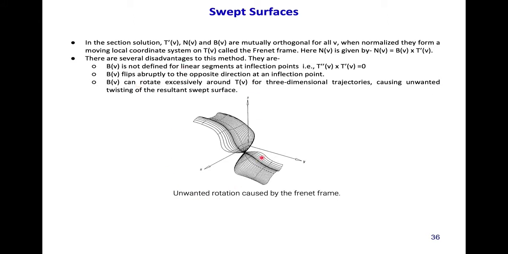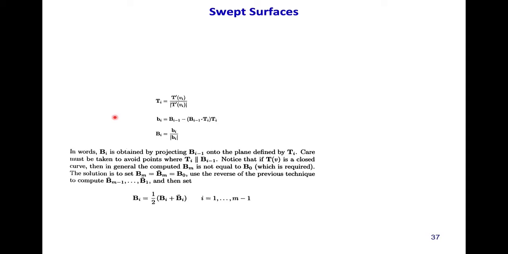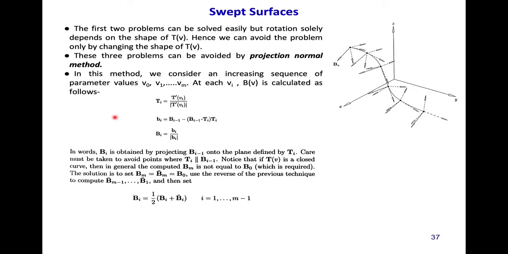So here we can see the third case where it rotates excessively around T, causing unwanted twisting. So to overcome this problem and the offsetting phenomena, a method called projection normal method is used. This projection normal method uses a sequence of parameter values v0, v1, and so on up to vm, and at each vi, b of v is calculated using these formulae.